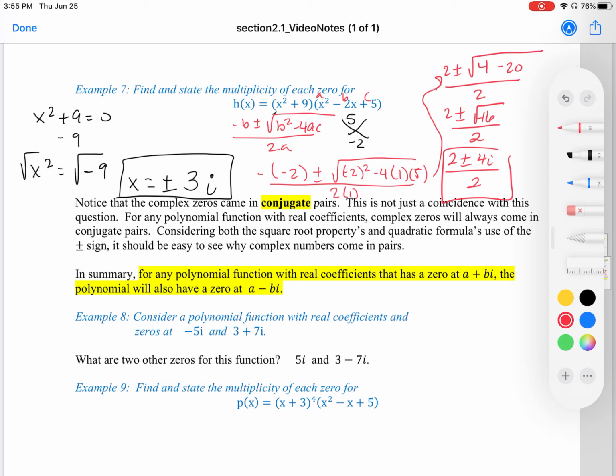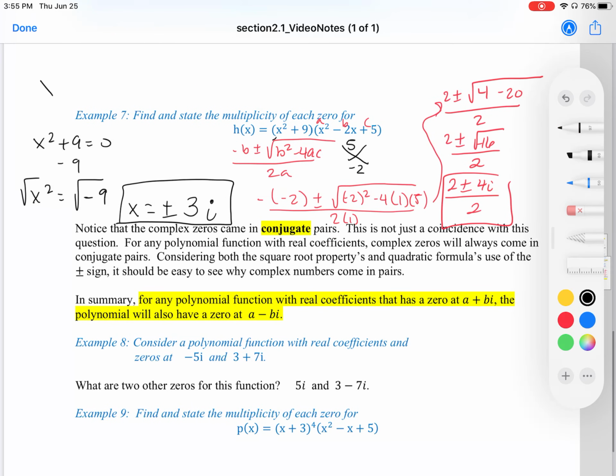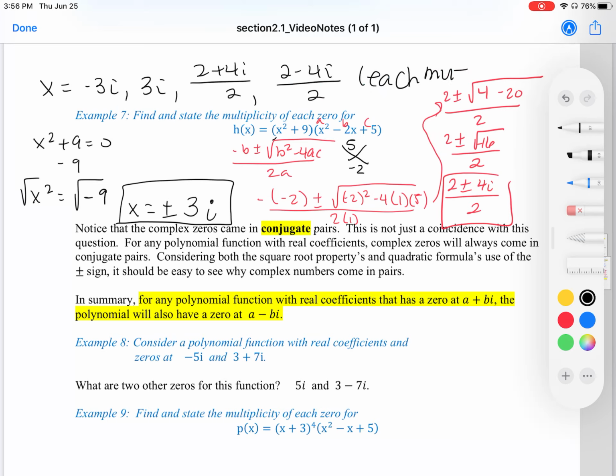All right, so because I have a plus or minus, I have 4 different answers, all with multiplicity of 1. My answers are x is equal to 3i, negative 3i, and x is equal to 2 plus 4i over 2, and 2 minus 4i over 2, each with a multiplicity of 1 because they don't repeat.